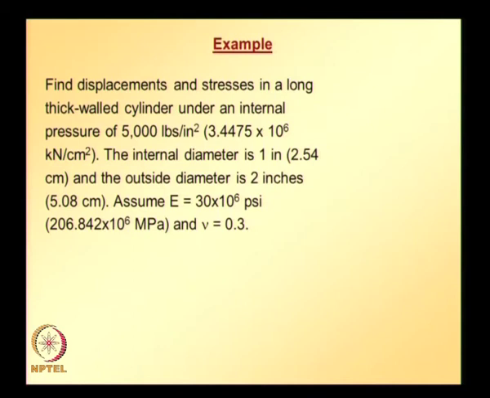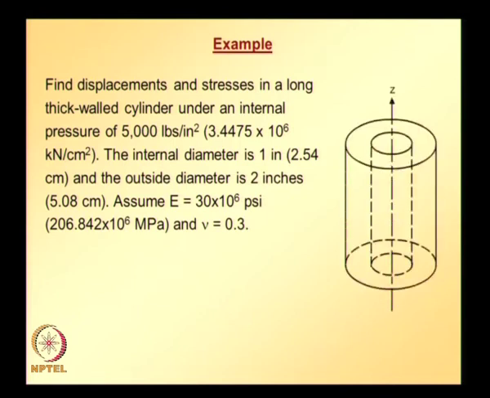The problem statement is as follows: find displacements and stresses in a long thick cylinder under internal pressure. The internal diameter value is given and also the outside diameter value is given, and material properties are specified. All the quantities are given both in SI units and FPS units. Since the figures corresponding to FPS units are round numbers, we will proceed and solve this problem with respect to the figures for FPS units.